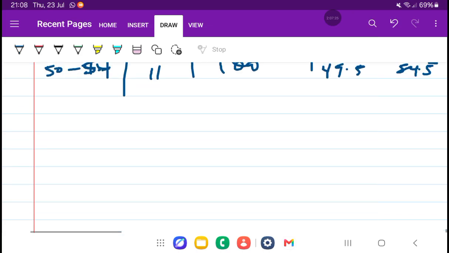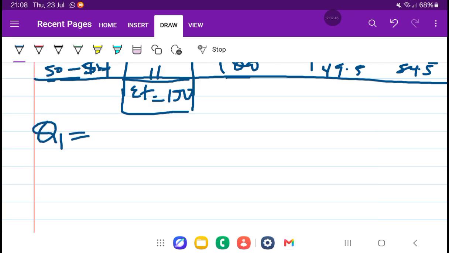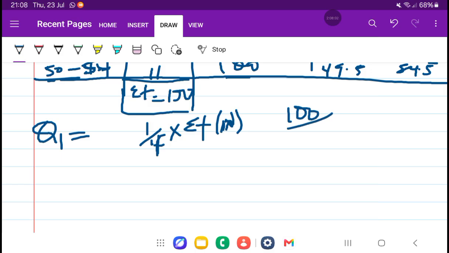The summation F here was 100. We pick it from here, but you can add up to confirm. Now, we start with the first one. We start with the interquartile classes. It is 1/4 times summation F, or n. So it is 100 divided by 4.